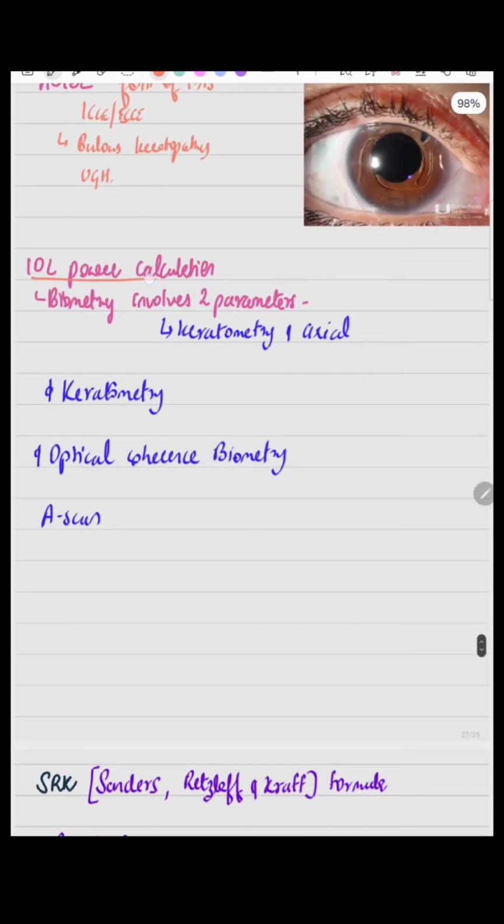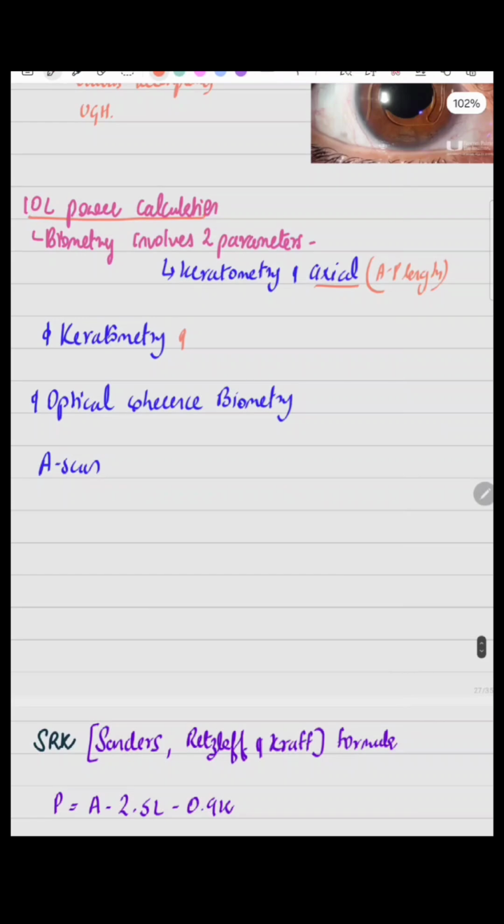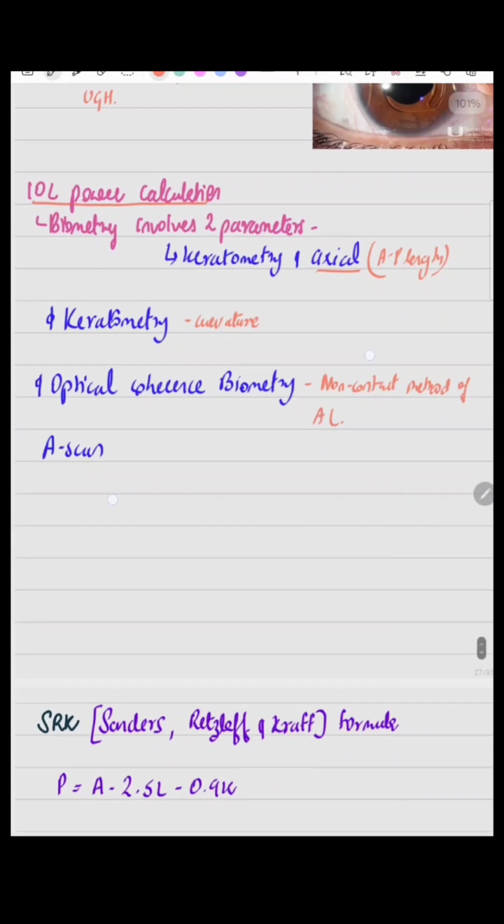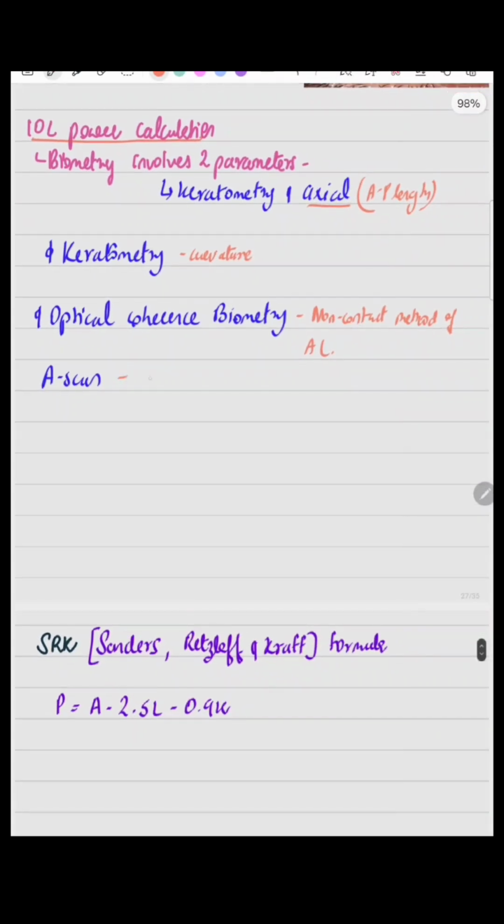Next is IOL power calculation. Biometry involves two parameters, keratometry and axial length, that is anterior posterior length. Keratometry is a determination of the curvature of the anterior corneal surface. Optical coherence biometry is a non-contact method of axial length measurement. A-scan is a less accurate method of determining axial dimension.